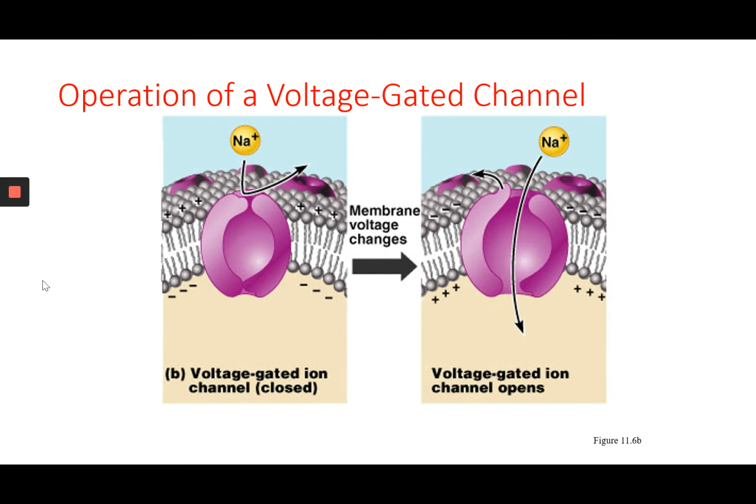Here we can see the operation of a voltage-gated channel. On the left, the channel is closed because the inside of the cell is negative, but when the inside of the cell becomes positive, which is what we see on the right, the channel opens and allows sodium to enter. Adding a positive cation like sodium to the inside of a neuron that's already had a voltage change making the inside positive will make the inside even more positive, further generating or propagating this action potential.